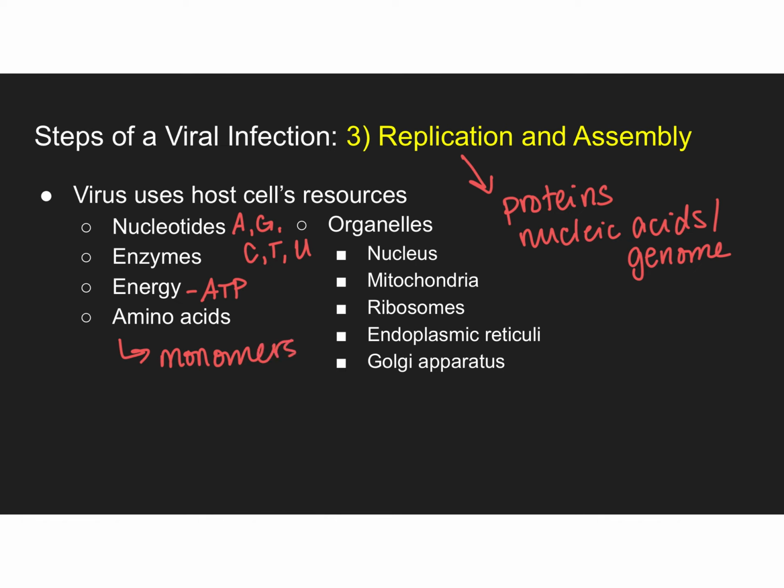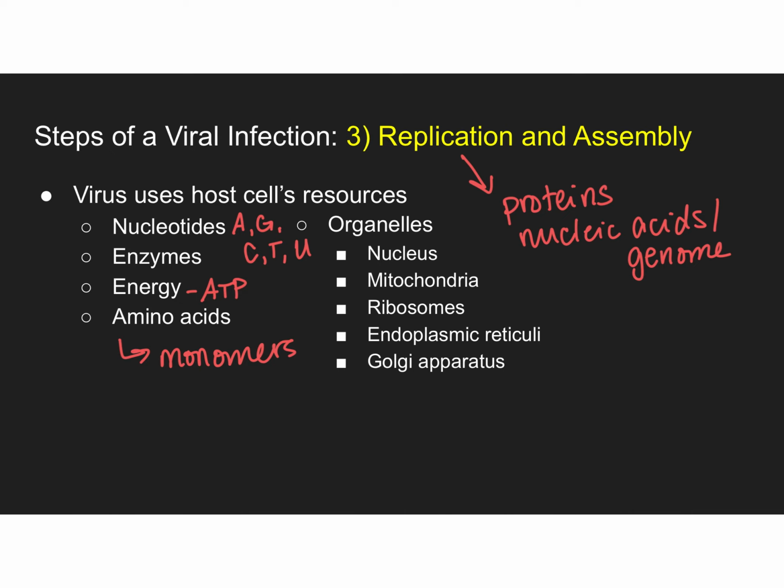So remember, the host cell needs these amino acids to make proteins for its own purposes. And so this virus is coming in and basically taking these raw materials and using them to replicate itself instead. The virus is also using the host cell's resources in order to make these different molecules that it needs.